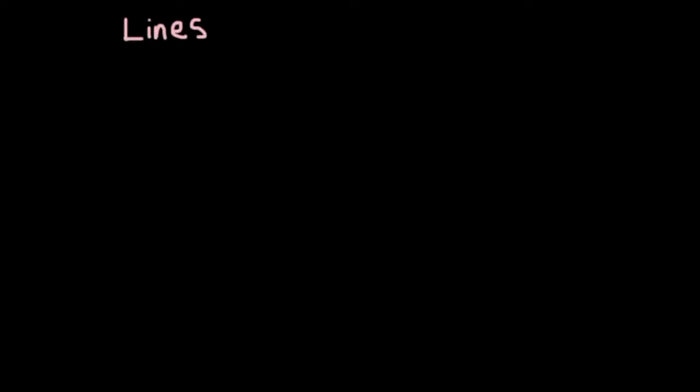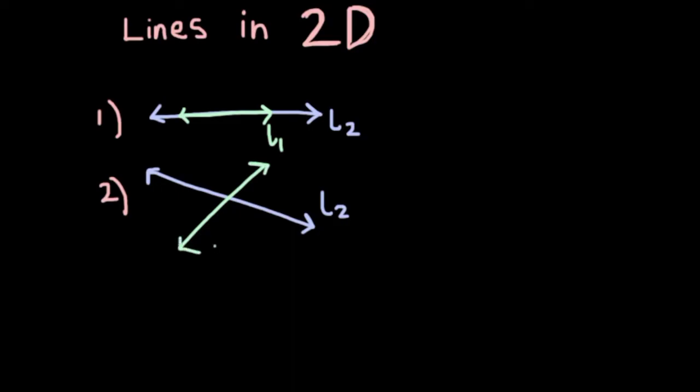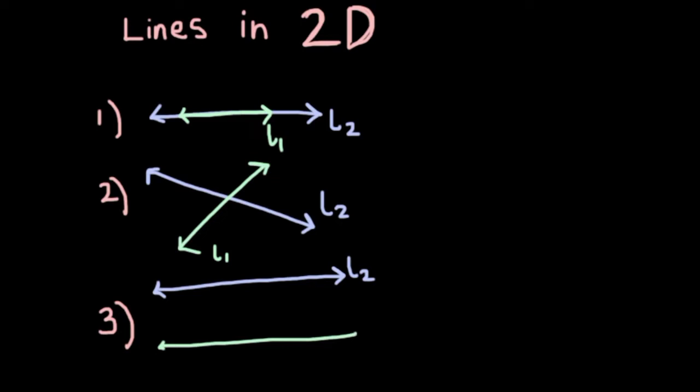Let's talk about two lines in a 2D plane. Then there are only three possibilities. The first one: the lines L2 and L1 overlap each other. The second: the two lines L2 and L1 intersect each other. And the third: the two lines L2 and L1 are neither intersecting nor overlapping. It means these two lines are parallel.